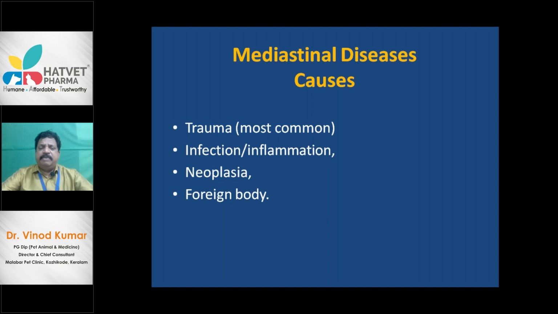And when there is mediastinal lymphosarcoma, what happens? These lymph nodes will become enlarged, and these lymph nodes will compress mostly the flimsy esophagus. And so food bolus cannot be ingested, passed through the esophagus. It will be regurgitated. This regurgitation will be presented, and the owner will say that it is vomiting. So that is the peculiarity of neoplasia of the mediastinum.